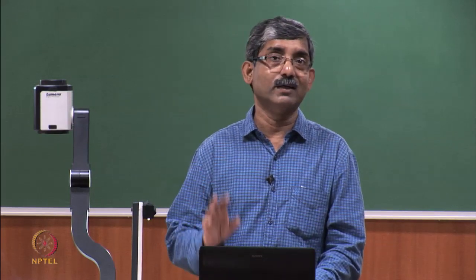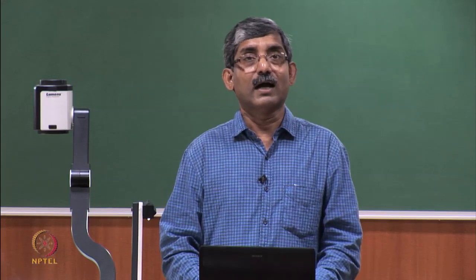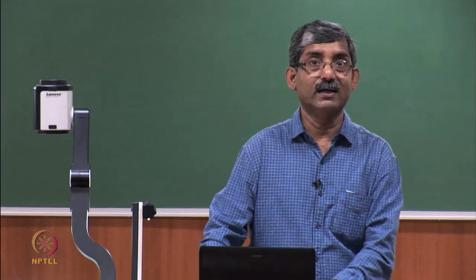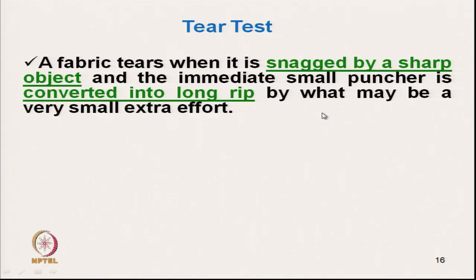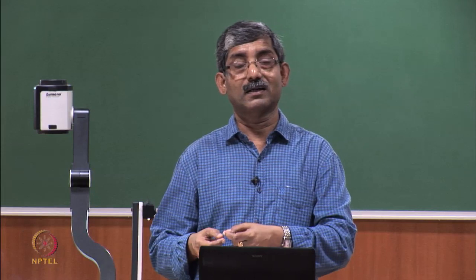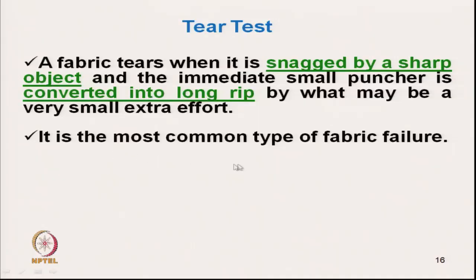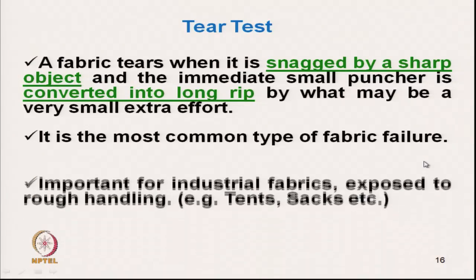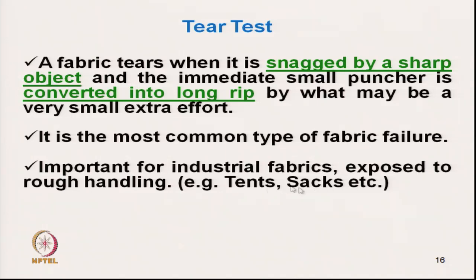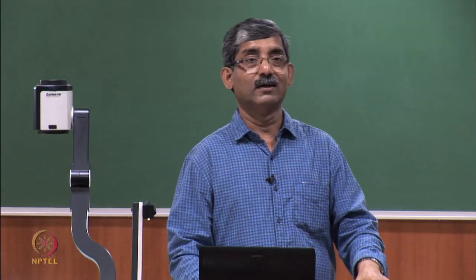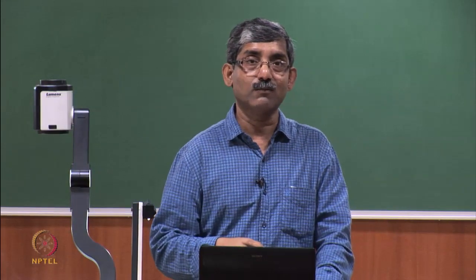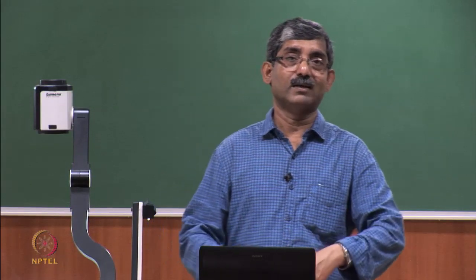Any blunt object normally doesn't actually generate any tear, and converting it into a long rip takes a small extra effort. So if we start the tearing, then the tearing will continue, okay. And it is the most common type of fabric failure, that's important, and important for industrial fabric exposed to rough handling like tents and sacks. They are actually subjected to rough handling, there will be some pointed or sharp object, and then the tearing will start.